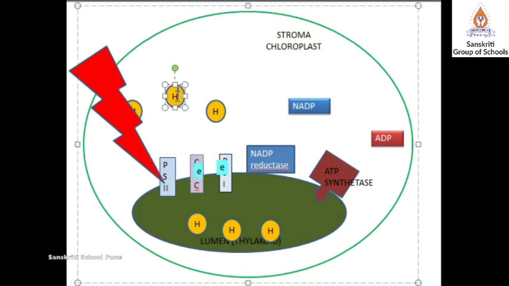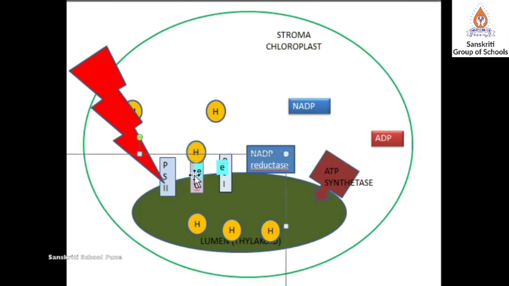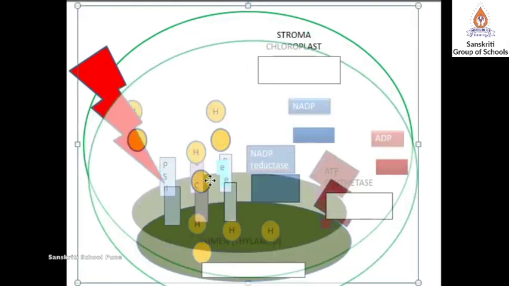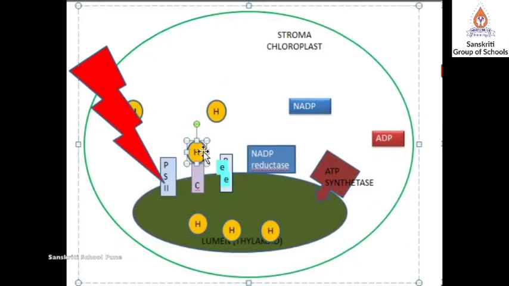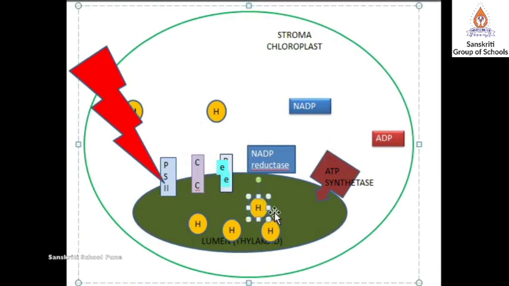It pulls the proton. Again the electron moves to photosystem 1. Protons come inside. All these protons remain inside the lumen now. We are going to talk about these protons later. Let's see what happens with these electrons.